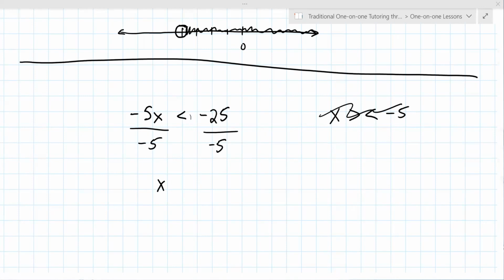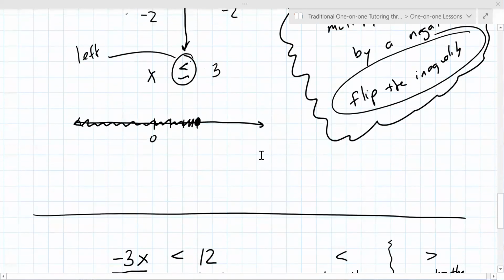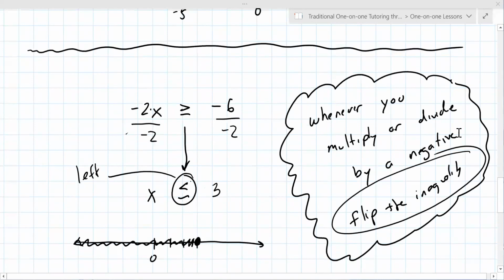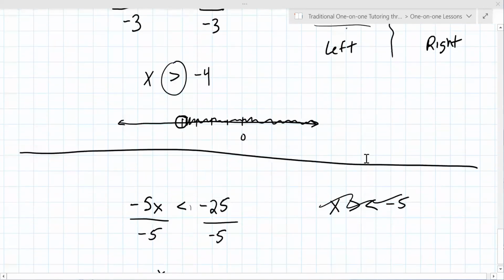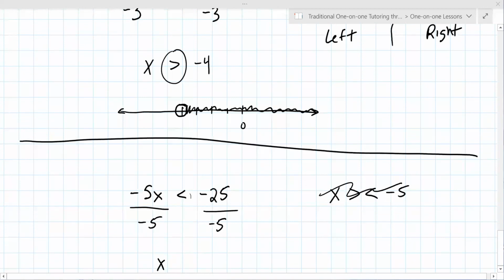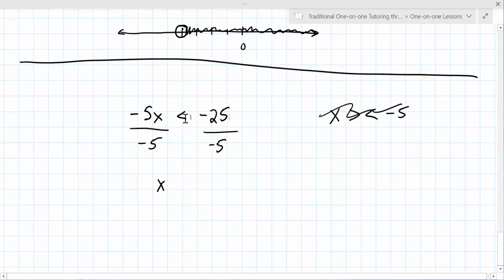What happens when you multiply or divide by a negative? Let's go back and look. Go ahead and read this and make sure you flip the inequality. You have to flip the inequality. Yes. So what does it mean by flip the inequality? You have to flip it the other way, so that will be greater than. Greater than, yes.